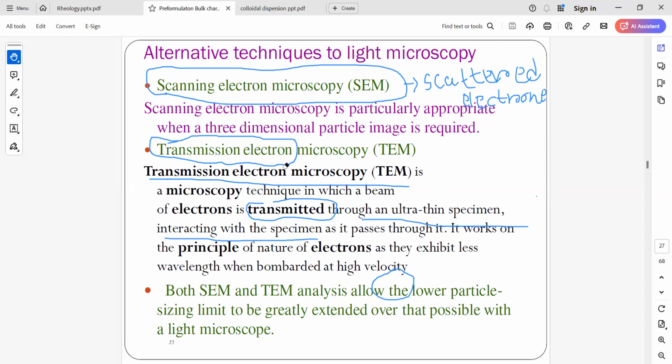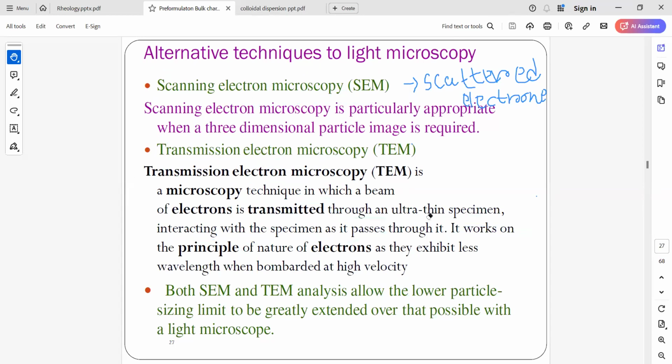For internal structure, we have to go for transmission electron microscopy, right? For example, if you want to see the particle surface, you can use SEM. What is inside the particle? For that, you have to do transmission electron microscopy. Okay, this is also very important, basic concept. What is the difference between these two, and what is their use?